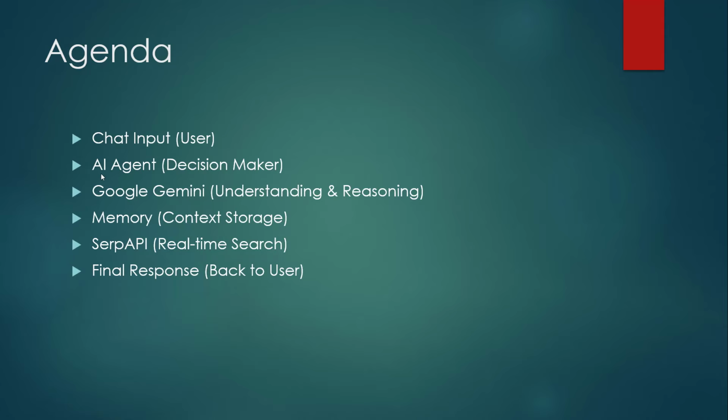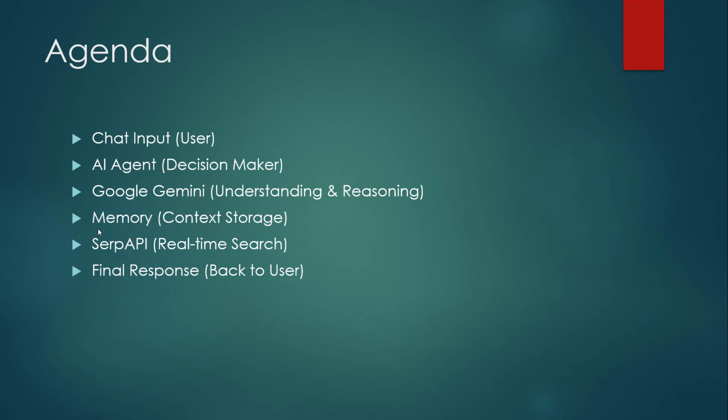On those prompts, we will use an AI agent, a decision maker who will decide what to do. And then we will use Google Gemini, because Google Gemini is a free version. We can use it for any grammatical correction or whatever correction is needed on the input.